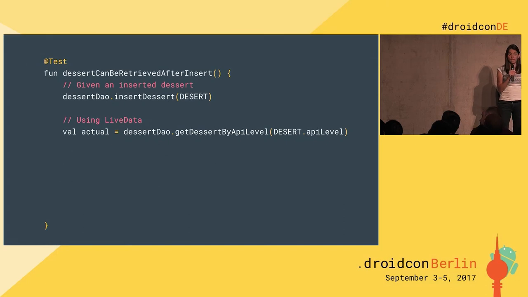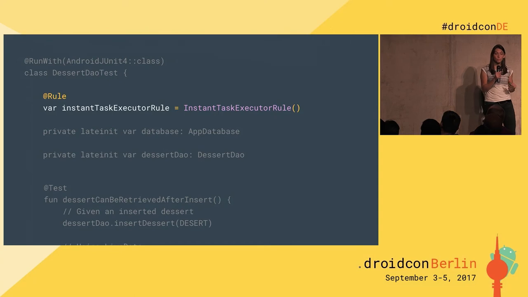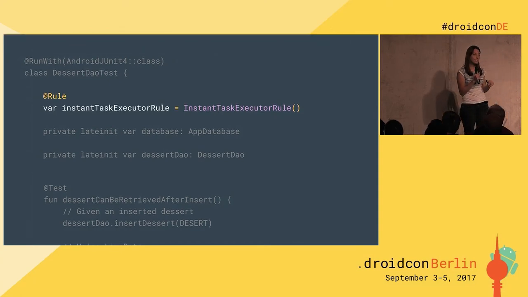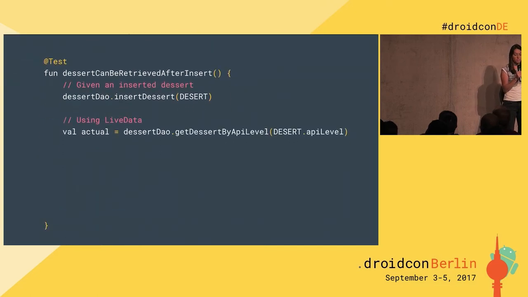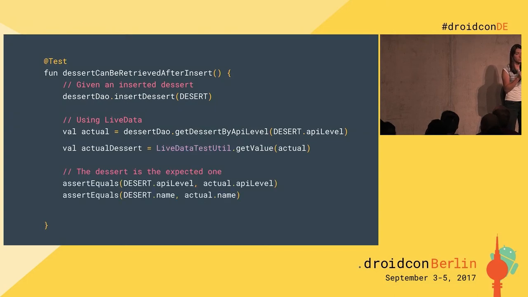OK, what happens when you use live data? Well, we're inserting the dessert, of course, and then we're calling DAO get dessert by API level. But here, this is an important rule that you could use, the test rule, the instant task executor test rule. So this is a class that's provided by the architecture components that replaces the background executor with an instant one. So it makes sure that you don't need to wait for this to happen somewhere on a background thread. And then, getting back to our test, you can easily get the actual dessert and then check that's a valid one. So that live data test util, it's a class that we've implemented in one of our sample codes. And just for the sake of simplicity, I didn't put it here, but check it out.